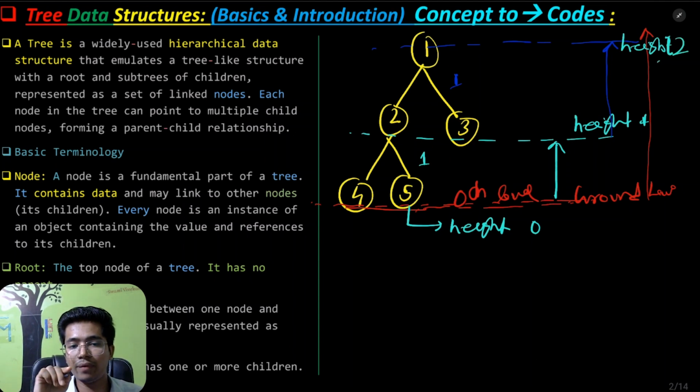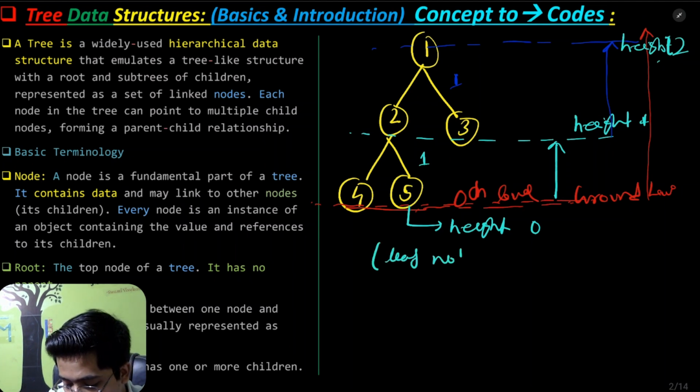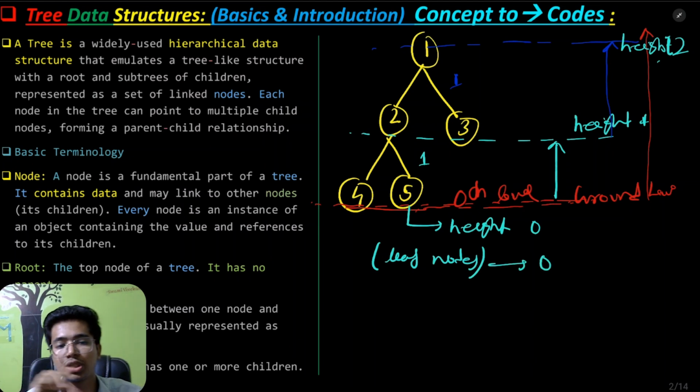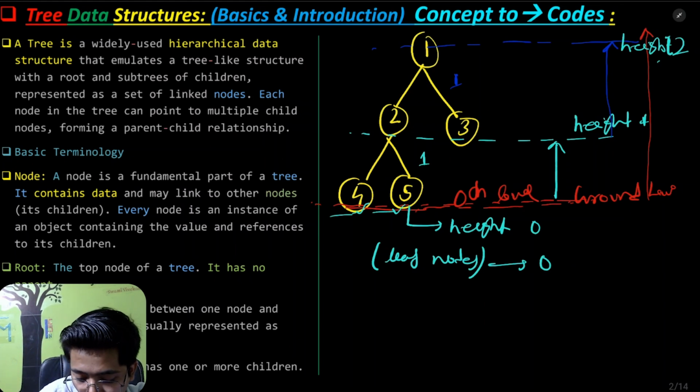When we are at the ground level, those are leaf nodes. Leaf nodes always have a height of 0, because leaf nodes are those nodes which have no children. So 4 and 5 are leaf nodes at the least level, and they have a height of 0. But this 3 is not the most least; we have to count out the most least. Now we get one more terminology, the height of the tree. What is the height of the tree?